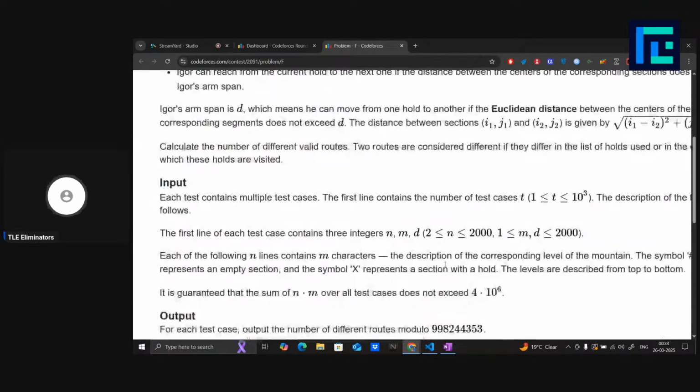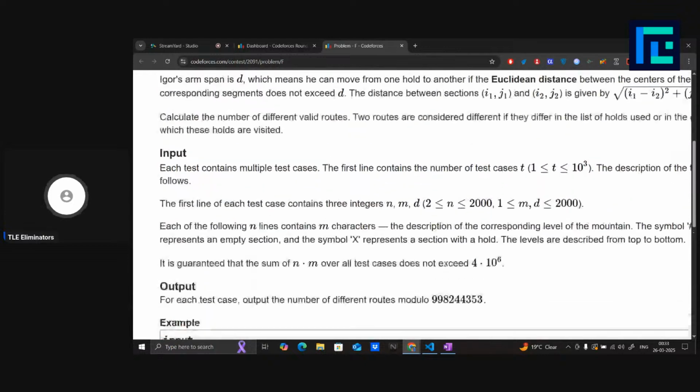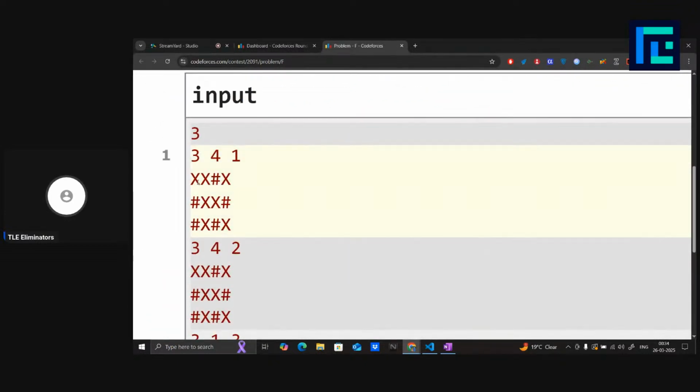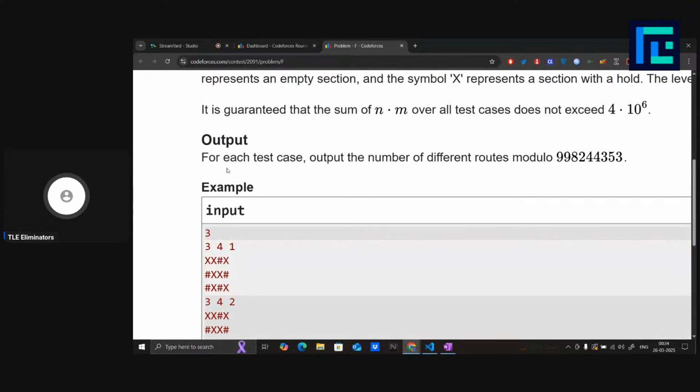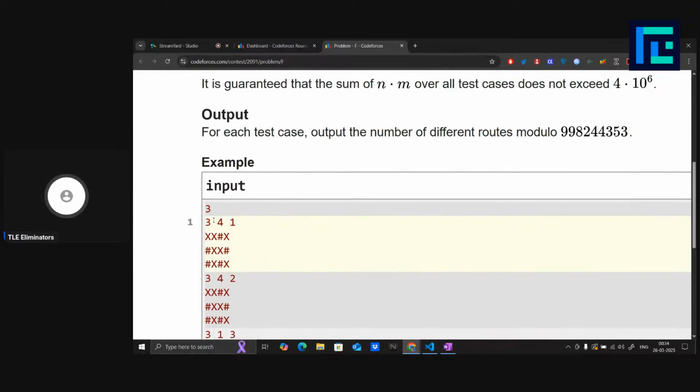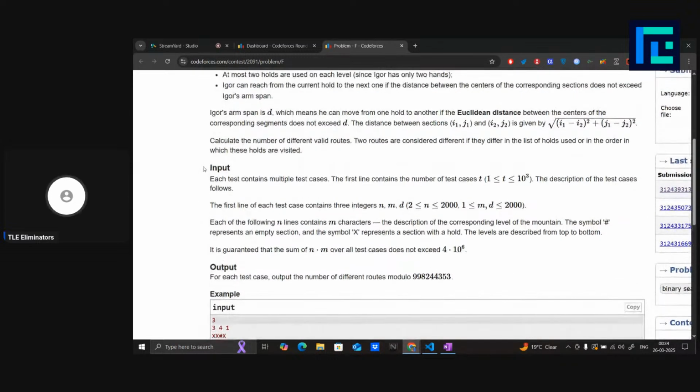So basically, he can go from one cell to the other if and only if there is an x on the final square and the initial square, and also his arm span is large enough. So if the distance is larger than d, then he cannot move to that cell. Okay. Calculate the number of valid routes. Two routes are considered different if they differ in the list of holds used or in the order in which these holds are visited. Okay.